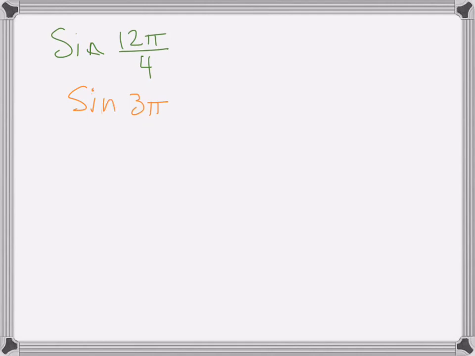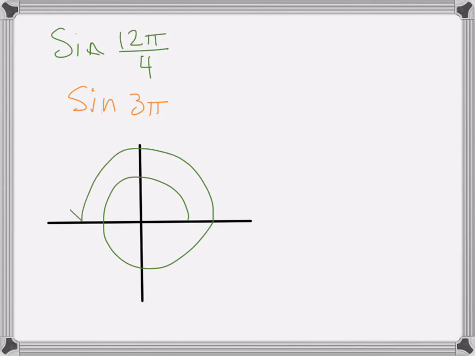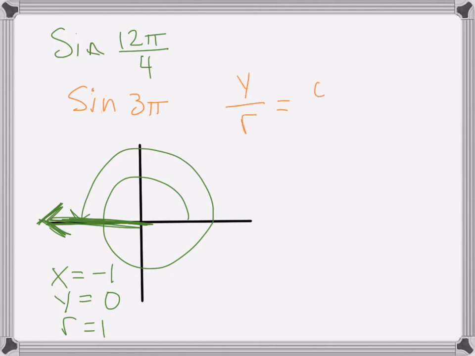So if I were to graph this, all the way around is 2 pi, so 3 pi would be right here. So it would end up like this. Okay, so the x value is going to the left, so it does have a value, and if it's going left, it's -1. The y value is not going up or down at all, so the y value is 0, and r is always +1. So for sine, it's always going to be the y value over the radius, which in this case is 0 over 1, which is equal to 0.